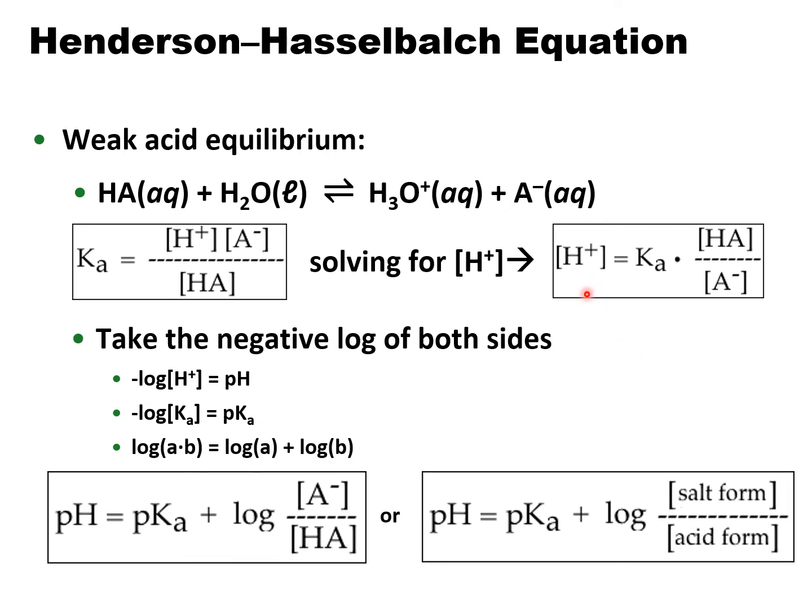Once you have solved for H+, you take minus the logarithm on both sides of the equation, and you end up with minus the logarithm of HA over A minus. People prefer plus to minus, so to change the sign, you need to flip the fraction, so HA goes on top. Sometimes it's written like this, sometimes it's written base over acid, sometimes salt form over acid form.